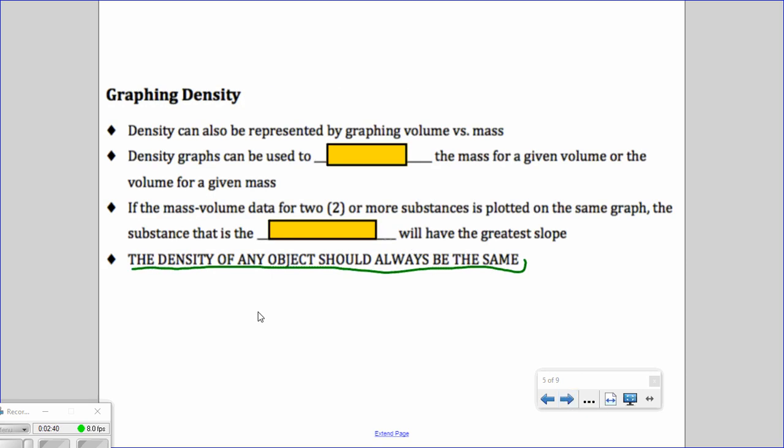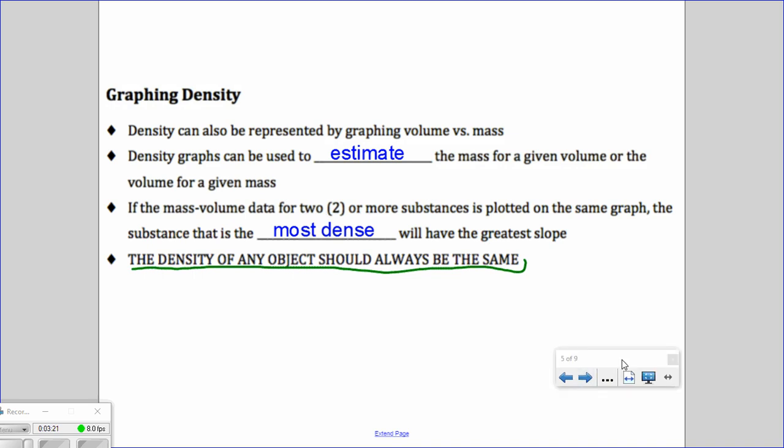When graphing density, this can be presented by graphing volume versus mass. Density graphs can be used to estimate the mass for a given volume or the volume for a given mass. So if you have a graph and you know the volume of the substance you're dealing with, you can determine the mass that substance would have. If the mass-volume data for two or more substances is plotted on the same graph, the substance that is most dense will have the greatest slope. And just keep in mind that the density of any object should always be the same, so you should have a linear line that always maintains the same ratio.